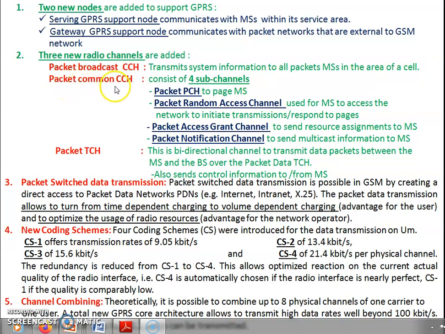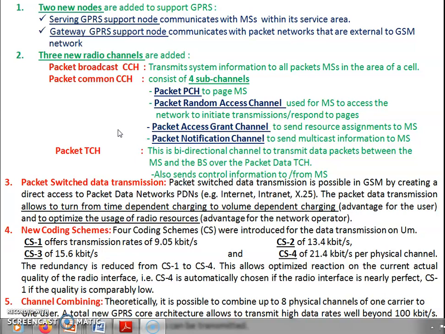The packet common control channel consists of four subtypes: the packet paging channel to page the mobile station, the packet random access channel used by the mobile station to access the network to initiate transmission or respond to pages, the packet access grant channel to send resources assigned to the mobile station, and the packet notification channel to send multicast information to the mobile station. So it is again similar to random access, granting the access, and notification. These are the kinds of logical channels supported in the GPRS technique.